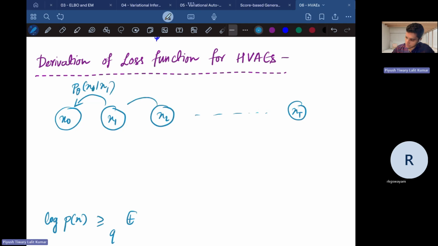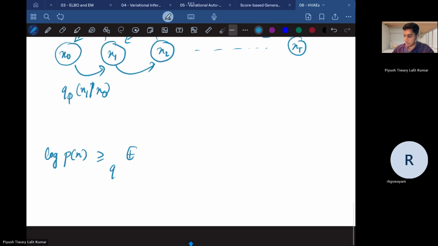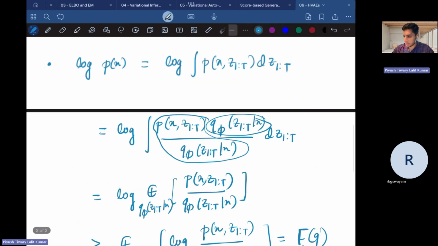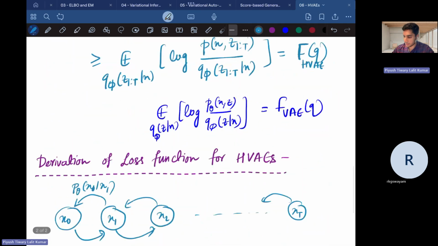This is your generative view, right? And similarly, there is an inference view where you have q phi (x1 given x0). This is just for my ease, so that we won't have z's and x. Instead we have x0, x1, x2, so on till xT. Just a change of notation here. Instead of using z's, we are using x's here. That's all.